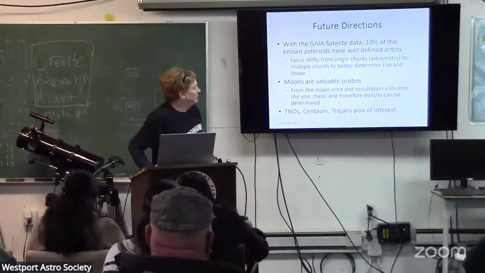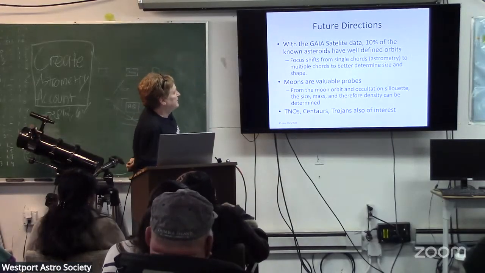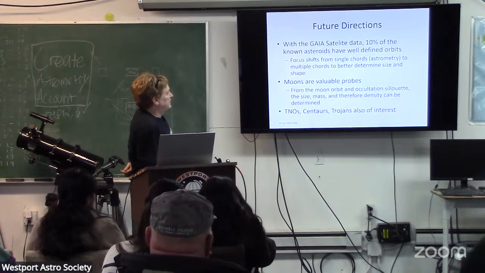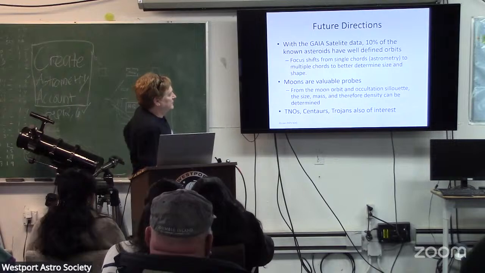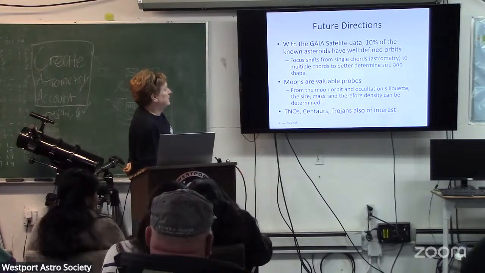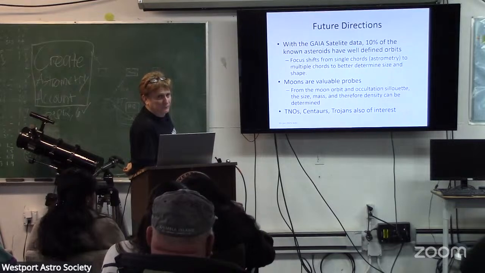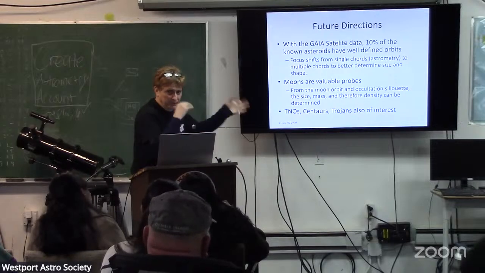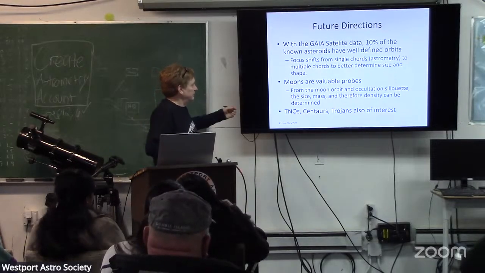All right, so where are we going with this stuff? Recently, there is the Gaia satellite, which has measured the positions of the stars and 10% of the asteroids to very high precision. So we know basically where a lot of the big asteroids in particular are going to be, where those shadows are. And so the shift is from single cores to multiple cores, which is why we're trying to bring in the McCarthy Observatory and the University of New Haven, and we're trying to get more telescopes up so we can do more of these chords. So that's the first thing.